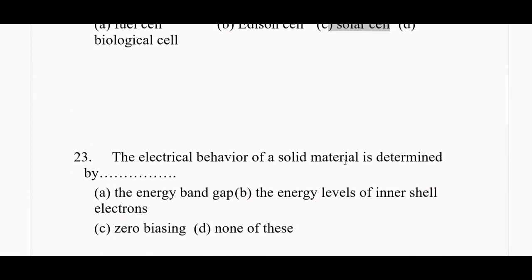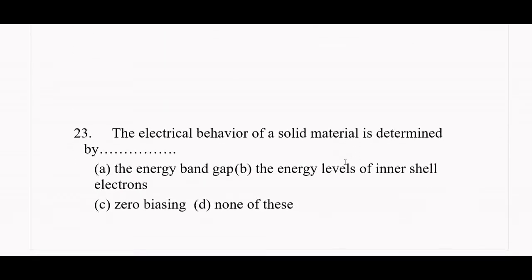Now question number 23. The electrical behavior of a solid material is determined by dash. A. The energy band gap. B. The energy levels of the inner shell electrons. C. Zero biasing. Or D. None of these. So the correct answer is the energy band gap. The electrical behavior of a solid material is determined by its energy band gap.